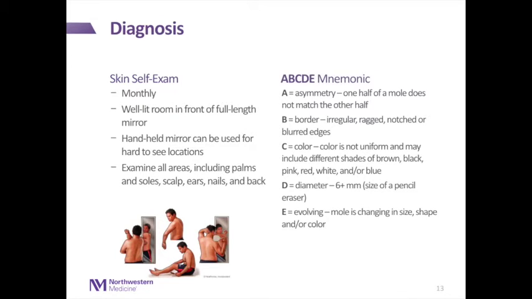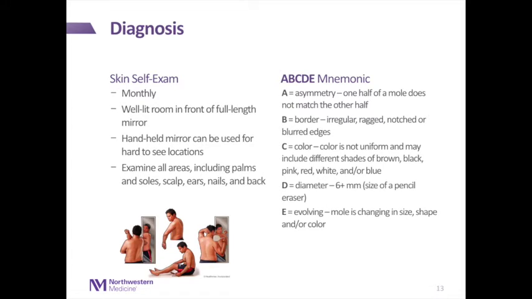And then we often tell patients about the ABCDE mnemonic, and this stands for A for asymmetry, in which one half of the mole does not match the other half. B for borders, if it has irregular borders, ragged, notch, or blurred edges, this is a little bit more concerning.